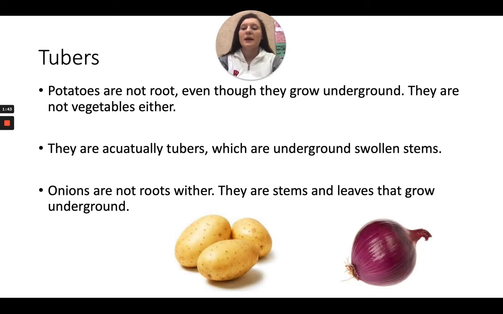Next up, we have what is called tubers. For example, potatoes are not a root, even though they grow underground. And potatoes are also not vegetables either. Potatoes are actually tubers, which are underground swollen stems. Onions are not roots either. They are stems and leaves that grow underground.